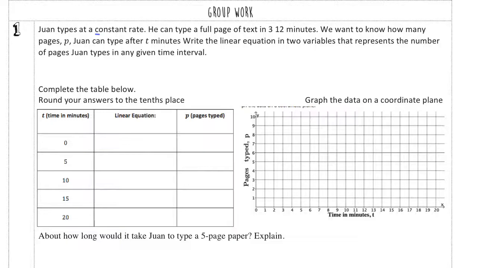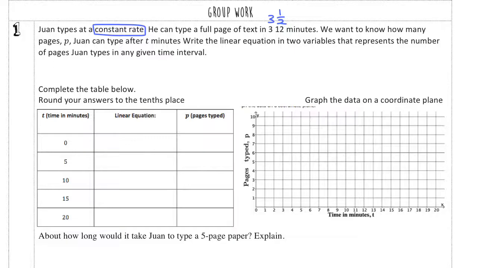Okay, so Juan types at a constant rate. Remember, a constant rate is comparing 2 different values together, usually something being done in a certain time limit. So he can type a full page of text in 3, and then it says 12 minutes, but it should say 3.5 minutes. And hopefully I told you this before you started working, or else that sucks.